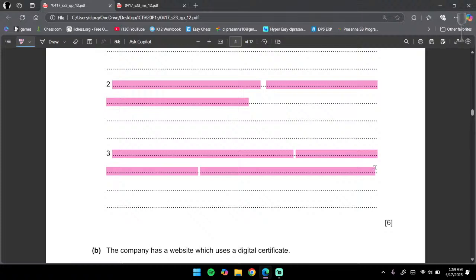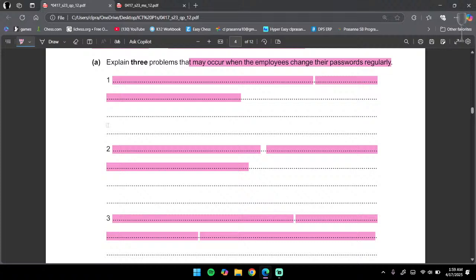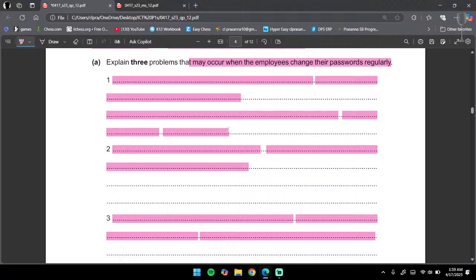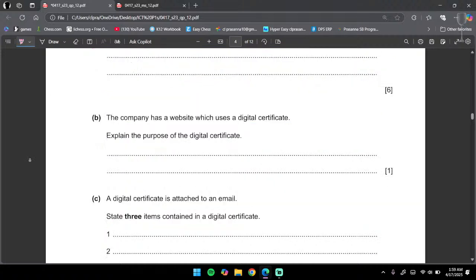I had one more point in mind. Let me try and remember. Since new passwords would be similar to the old password, the user might enter the old password, which would be wrong. It could lead to lockout of the system. Yeah, that's the point I was trying to say.